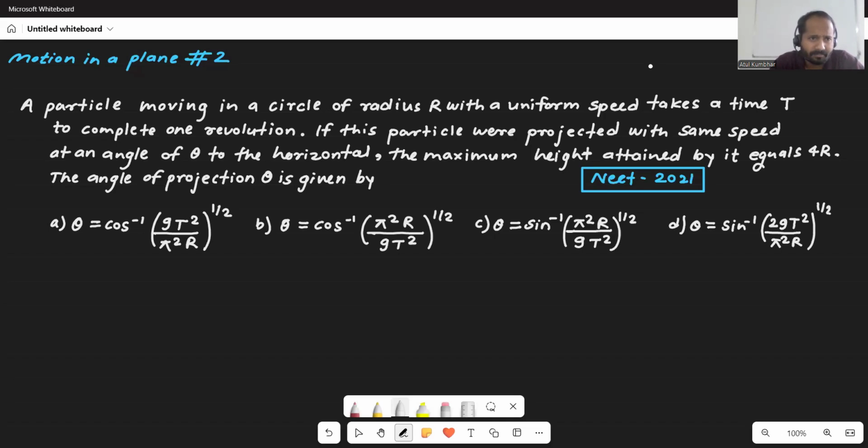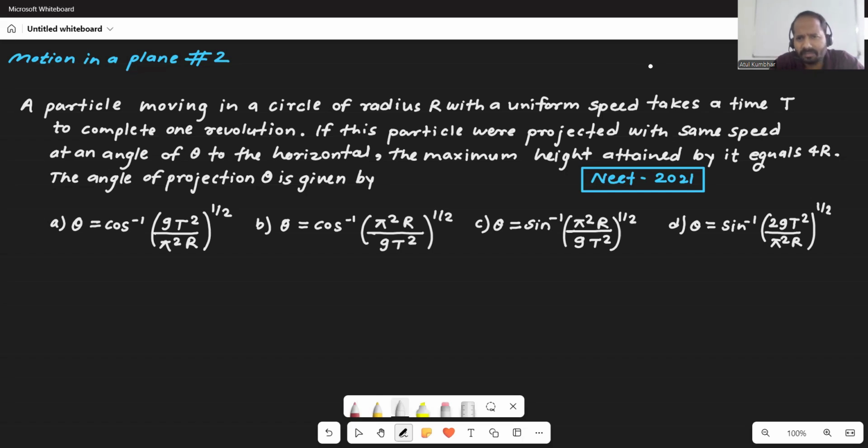Everything going great? Here, look, there is a question asked in NEET 2021. Okay, let's read. Related to the motion in a plane, a particle moving in a circle of radius r with a uniform speed takes a time t to complete one revolution. Now if this particle were projected with the same speed at an angle of theta to the horizontal, the maximum height attained by it equals 4r. The angle of projection theta is given by.